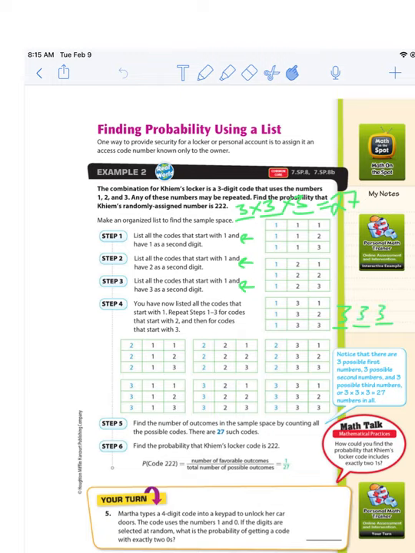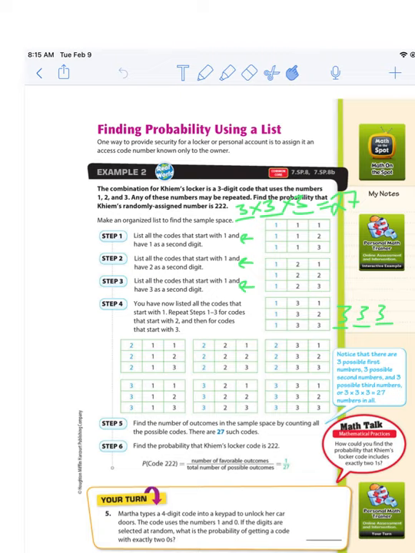So find the number of outcomes in the sample space by counting all possible codes. There's 27. Find the probability that Kiam's locker code is 222. Well, that's only one outcome. That is only this row here. So the probability is 1/27.